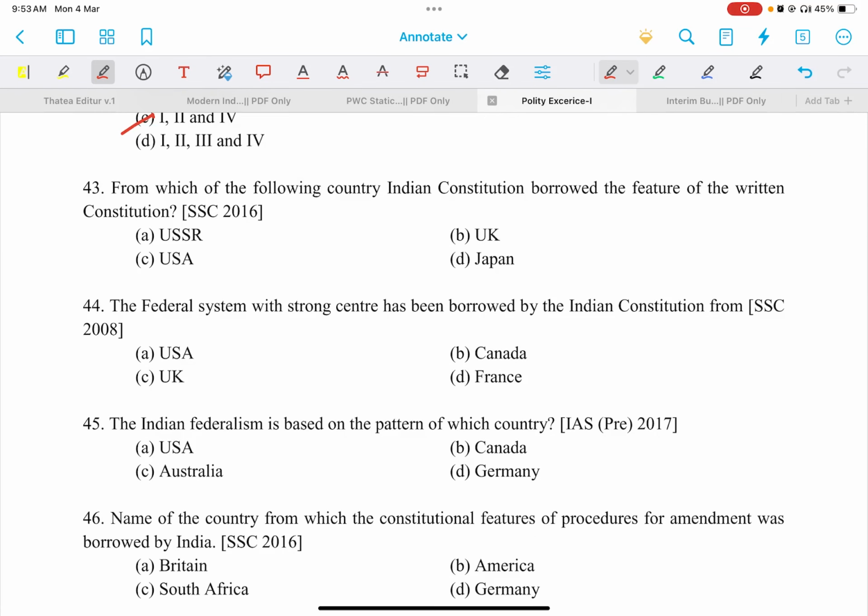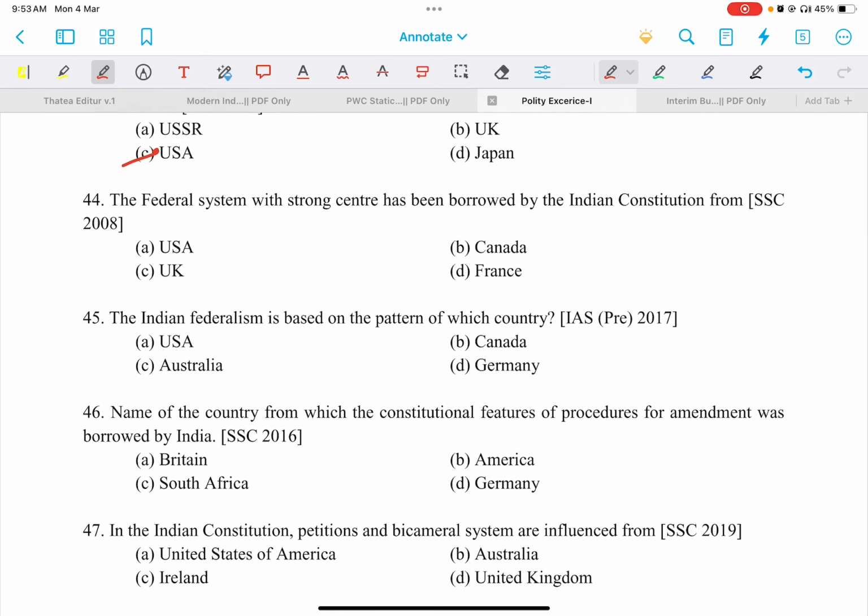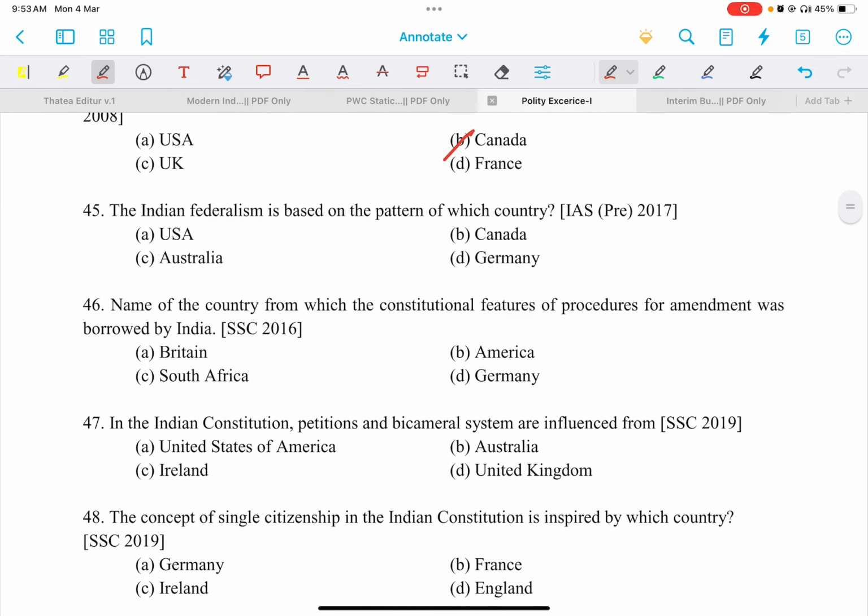From which of the following countries did the Indian Constitution borrow the feature of a written constitution? USA. The federal system with a strong center has been borrowed from Canada. Indian federalism is based on the pattern of which country? Canada, strong center.